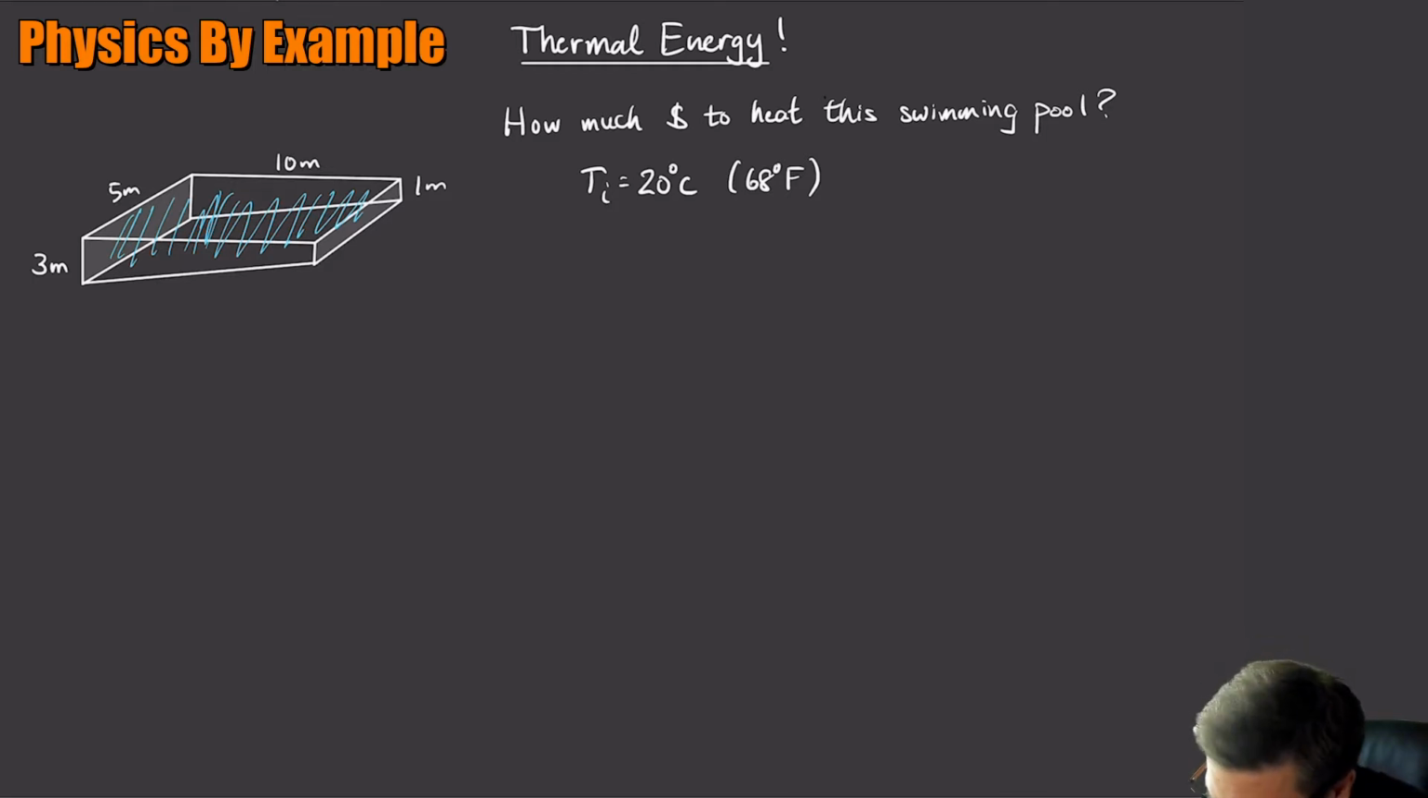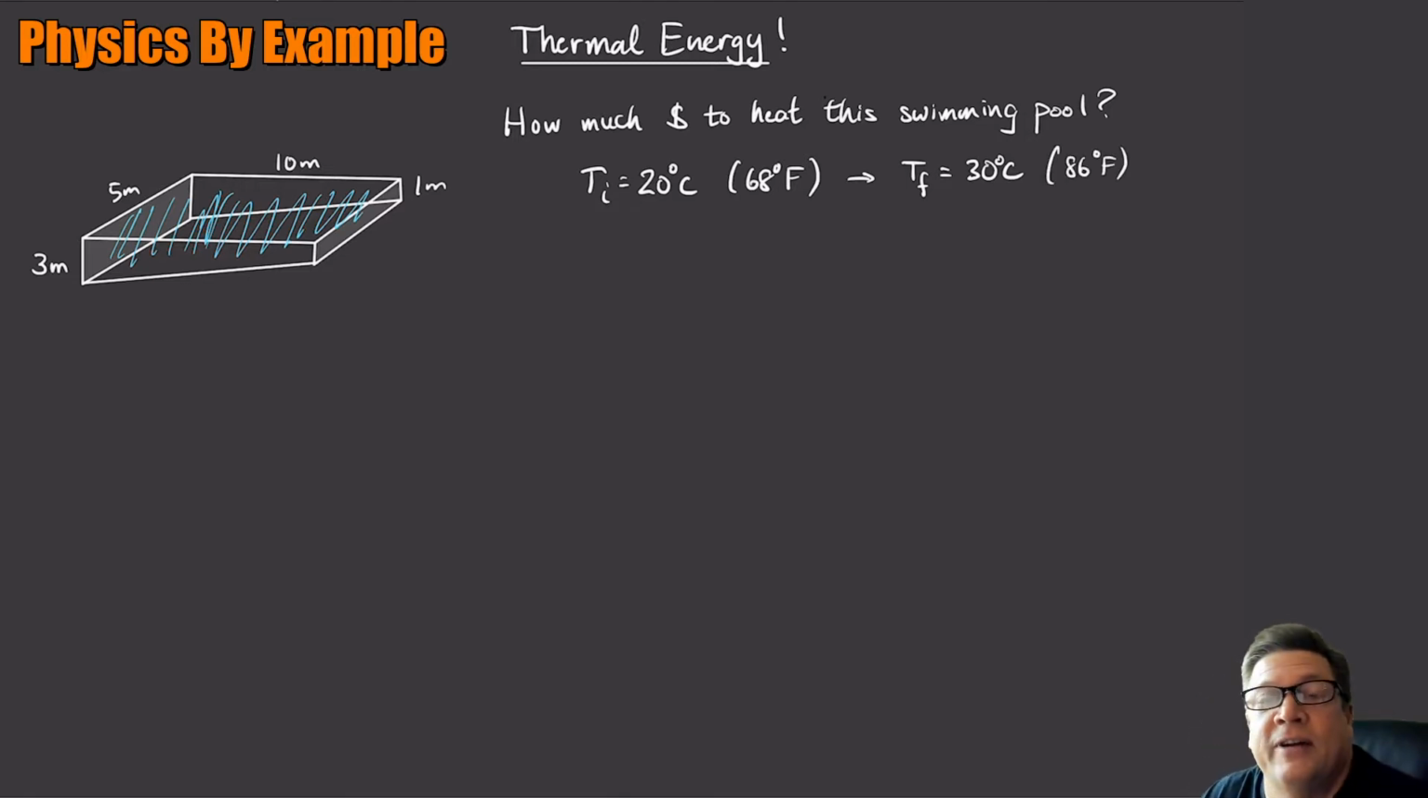And what we want is to bring the water up to an easy final temperature. So let's just say 30. We want to bring the water from 20, the ambient air temperature outside, up to 30. And 30 is sort of a pleasant swimming temperature, 86 Fahrenheit. Okay, so it's going to require some energy to do that.